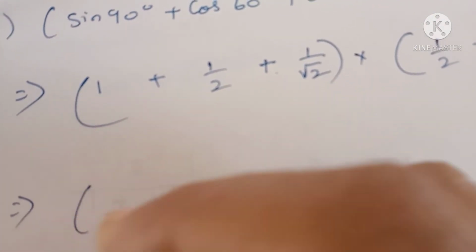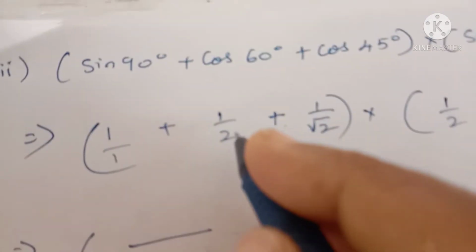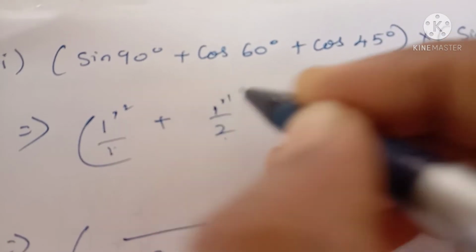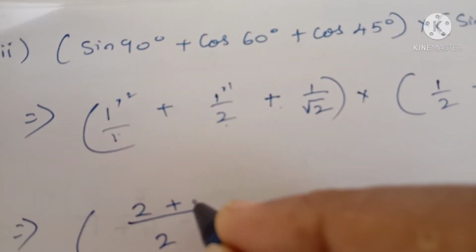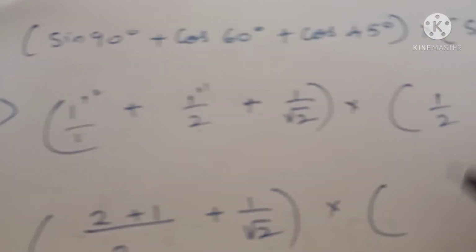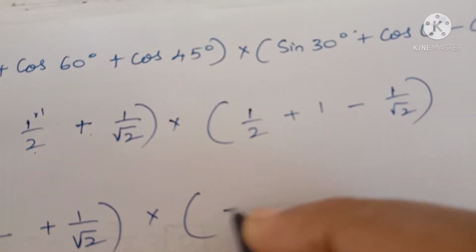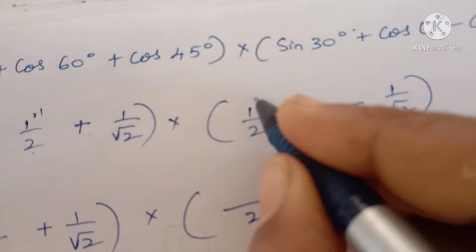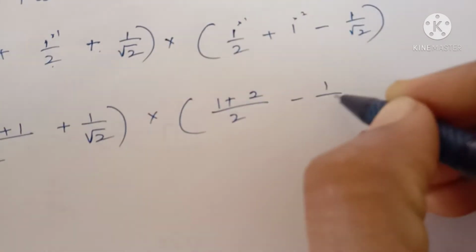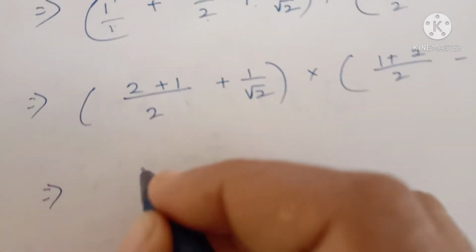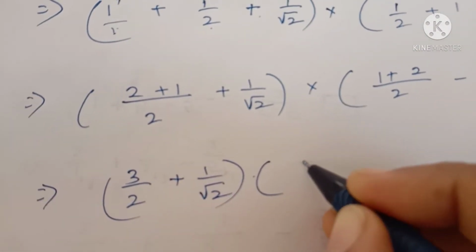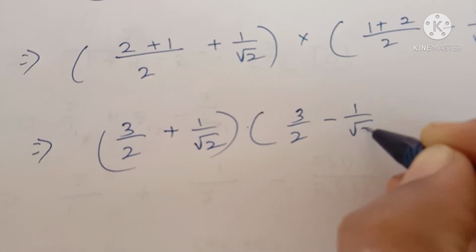If you take the common denominator for 1 and 2, it is 2. In 1, 2 times is 2, and in 2, 1 time, therefore 1 2s are 2 plus 1 is 3, plus 1 by root 2, into, again the common denominator is 2, so 1 plus 2, minus 1 by root 2, which is equal to 3 by 2 plus 1 by root 2 into 3 by 2 minus 1 by root 2.